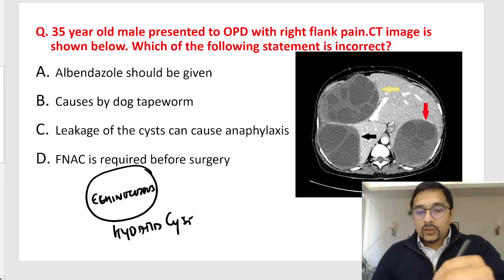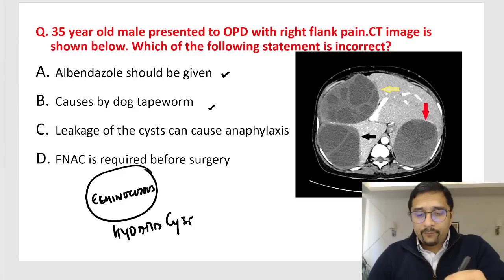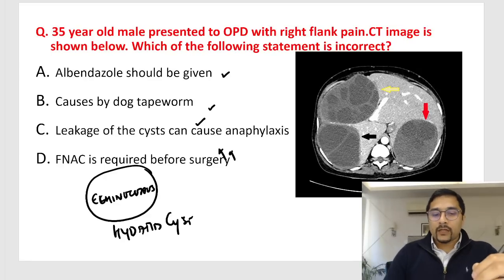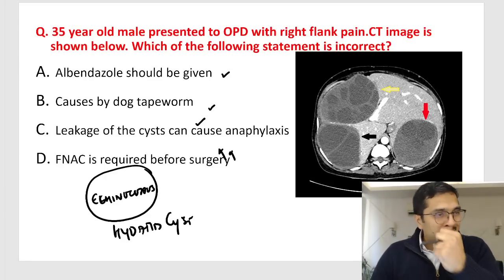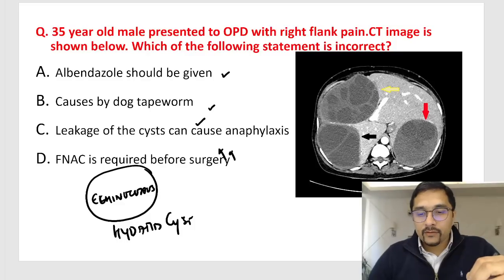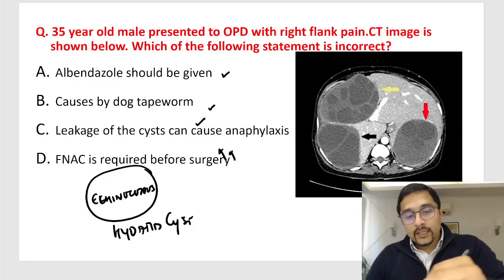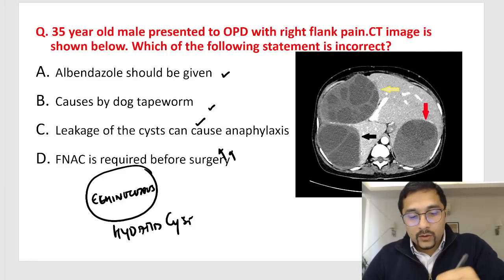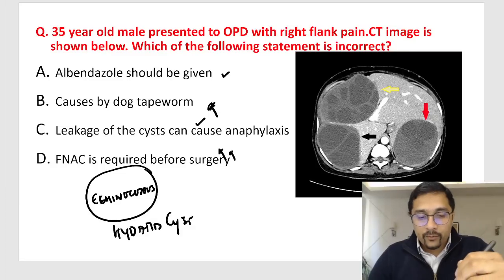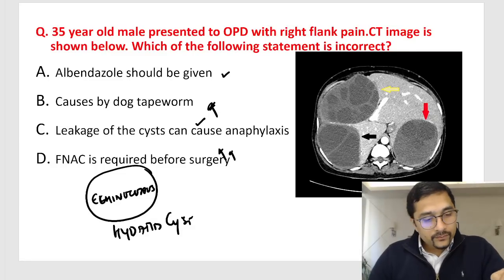So albendazole should be given. This is true. It is caused by tapeworm. Leakage of cyst can cause anaphylaxis. FNAC should never be done prior to surgery, because if FNAC is done, it can give rise to spillage. So this is caused by Echinococcus granulosus, not caused by dog tapeworm, and we don't do an FNAC prior to surgery.